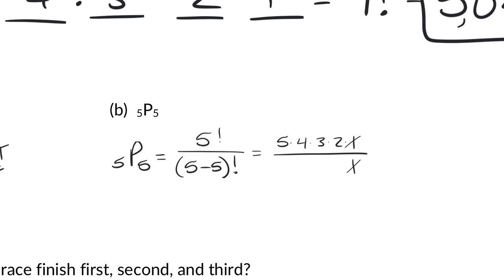5 permute 5 means I have 5 spaces that I'm filling with 5 people. 5 times 4 times 3 times 2, which would be the same as 5 factorial. Math, probability, option 2, 5. What do you get? 120. So there's 120 options for us to take 5 people and choose all 5 of them in a particular order.